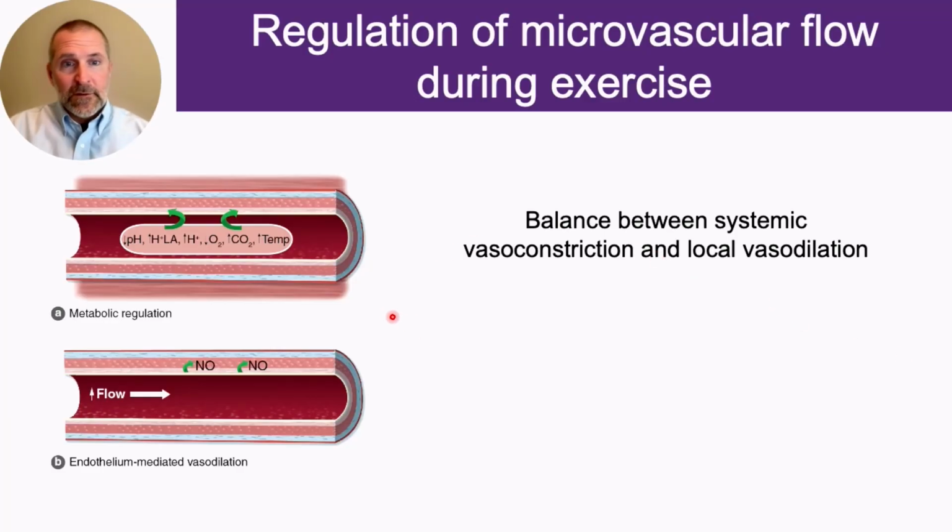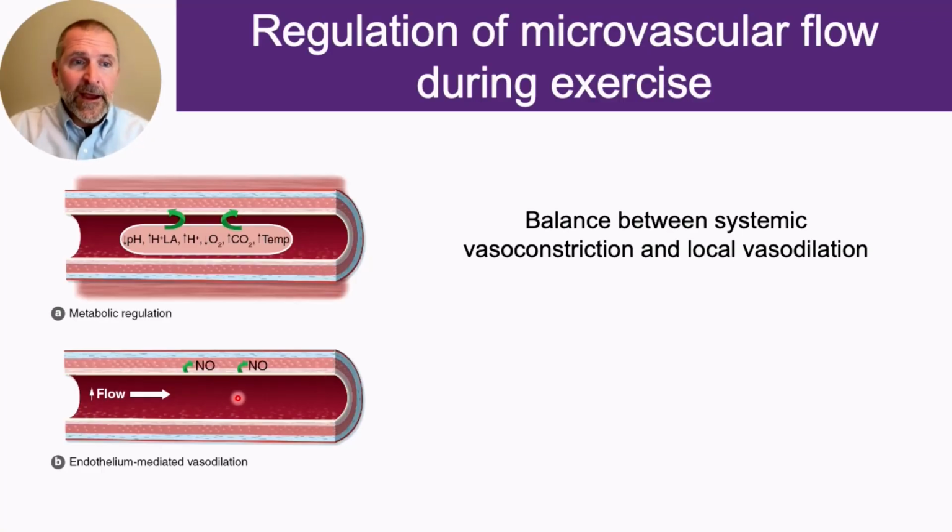So a couple of main factors related to regulating blood flow inside the muscle are metabolic factors produced during exercise: adenosine, hydrogen ions, temperature, and increased carbon dioxide. These are all factors that are known to cause vasodilation of the arterioles inside the muscle.